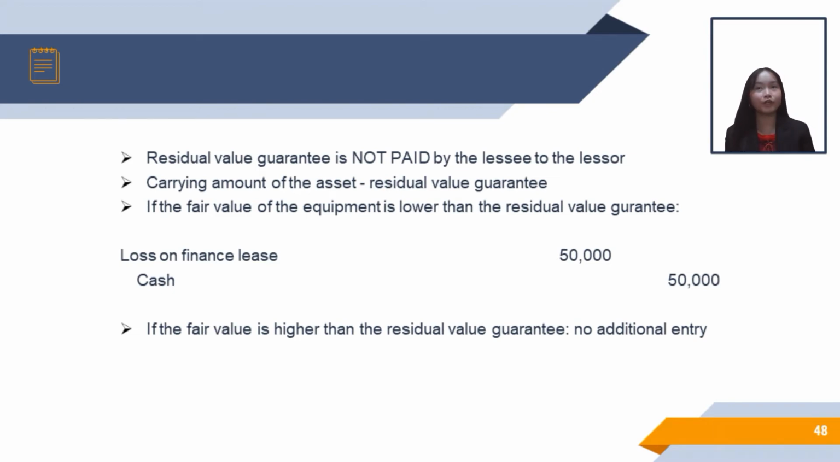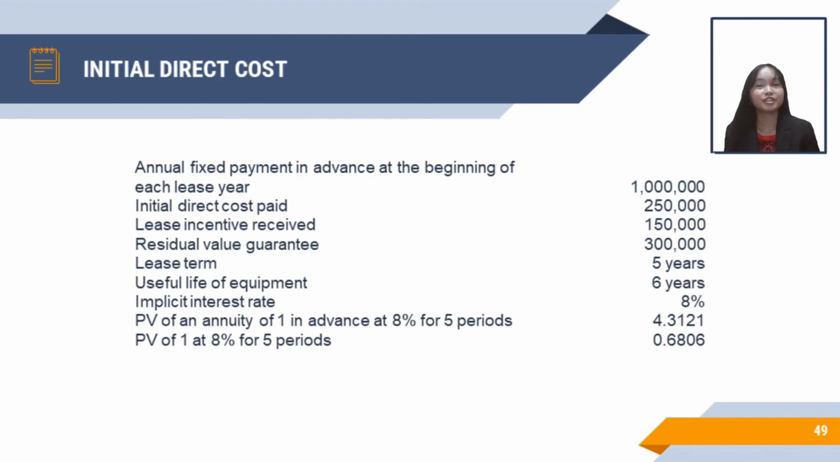If the fair value of the equipment on December 31, 2024 is only 150,000, thus it is lower than the residual value guarantee, we'll journalize the following to record the loss. Debit, loss on finance lease for 50,000 and credit cash for 50,000 pesos. But if the fair value is higher than residual value guarantee, no additional entry is necessary since there is no cash settlement. So now for initial direct cost, we will use this example.